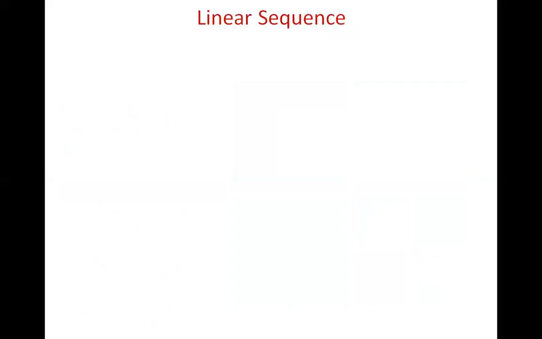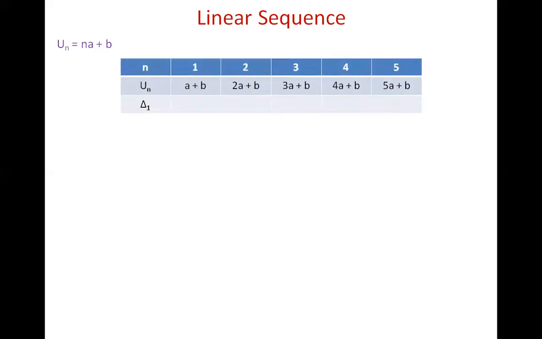In a linear sequence, each term differs from the previous term by a fixed number. Let the general term of the linear sequence be an plus b. Here a, b are real constants and n is a variable. First we need to construct a table with n and un values. If n is 1, un will be a plus b. If n is 2, un will be 2a plus b. If n is 3, un will be 3a plus b, and so on.